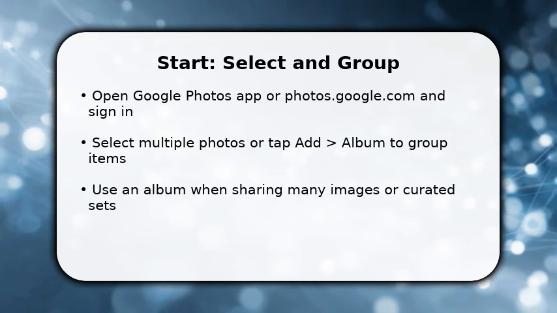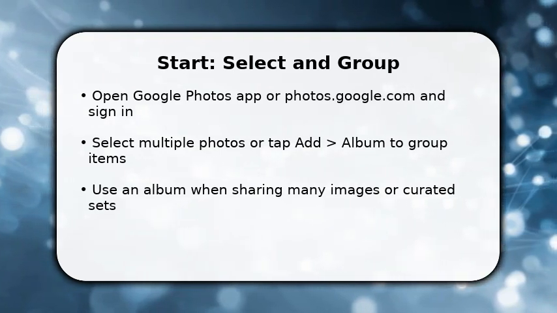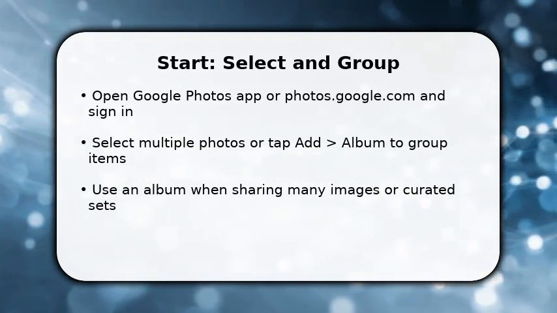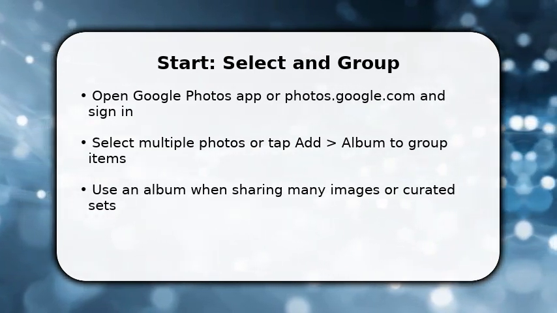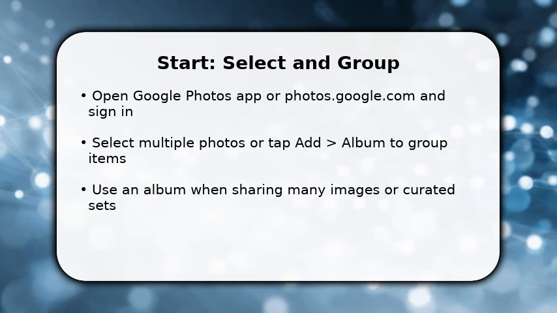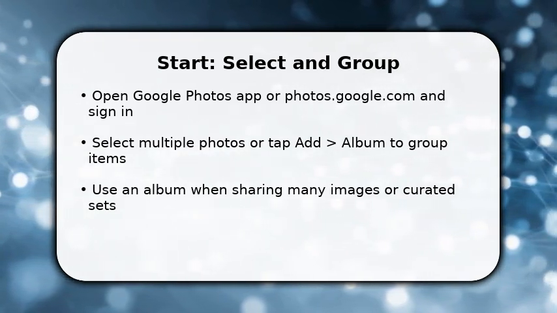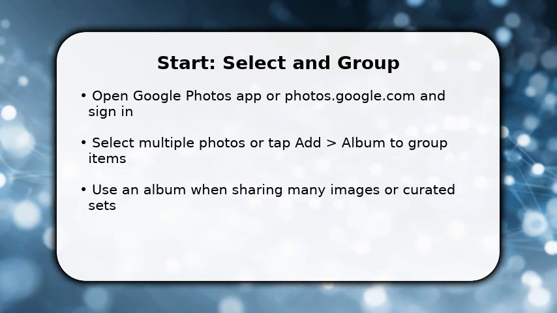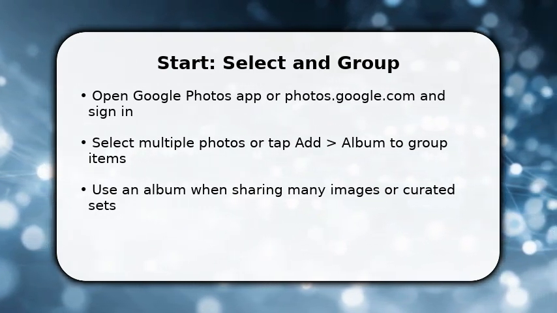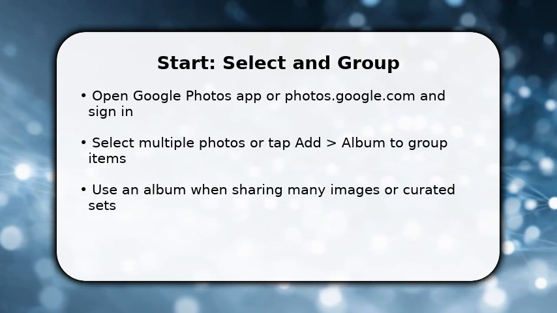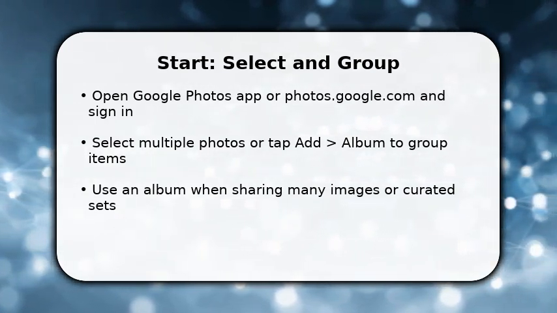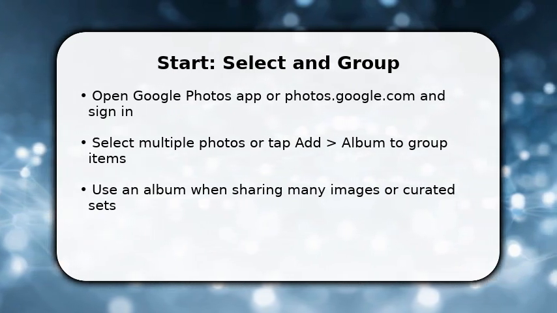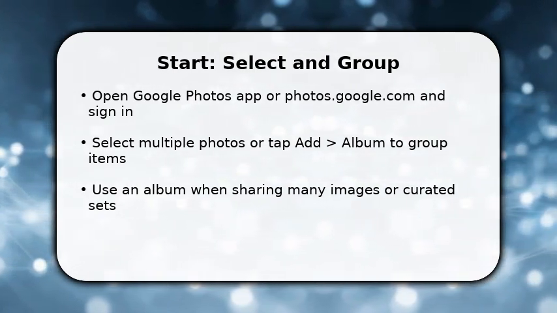You're starting by picking what to share. That both speeds the process and limits what others see. Open Google Photos, sign in, and select the images you want. Once selected, add them to an album if you have more than a few. Albums keep files organized and make link sharing simpler. Make sure the photos are fully uploaded and backed up so recipients won't see placeholders. Once done, tap the share icon on the album or selected items to begin creating the shareable link.